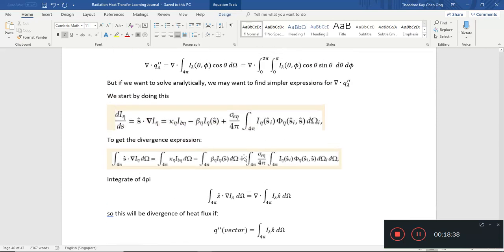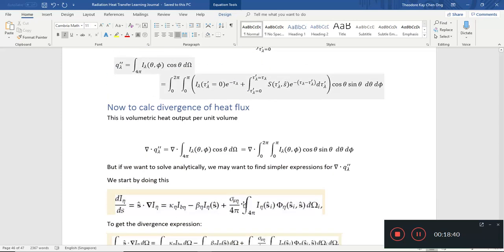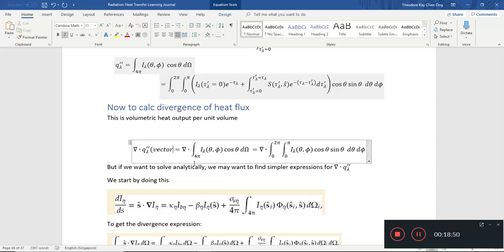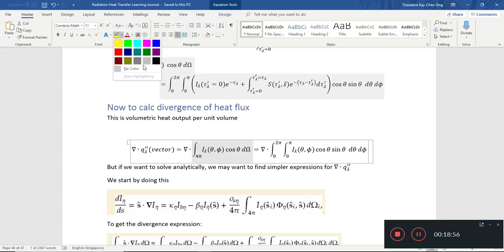So what are we supposed to do divergence on? Is it the scalar or the vector? When we do divergence, we are supposed to do this on the vector rather than the scalar. So this is the scalar, which is wrong. So I'll just use a red highlight to say it's wrong.